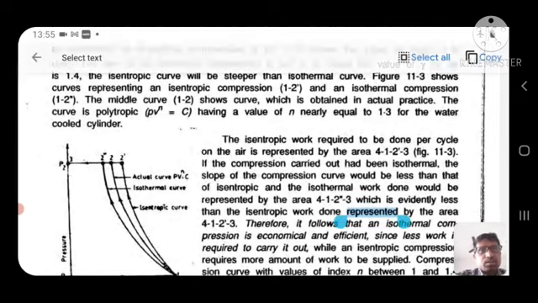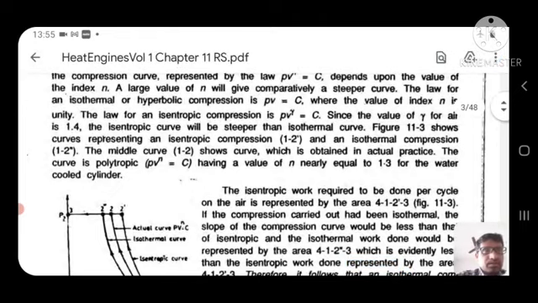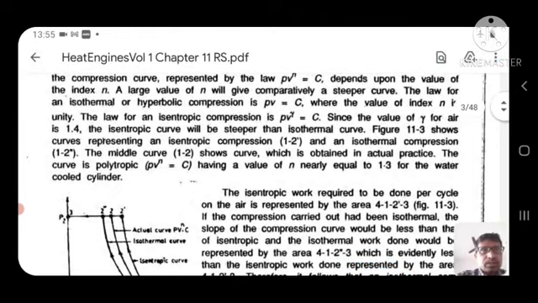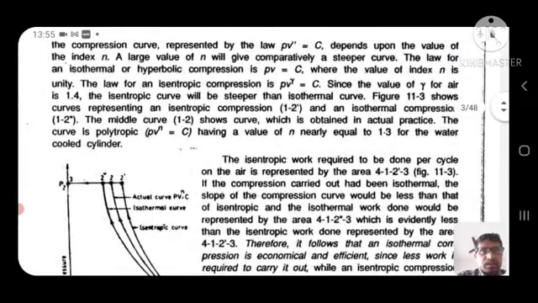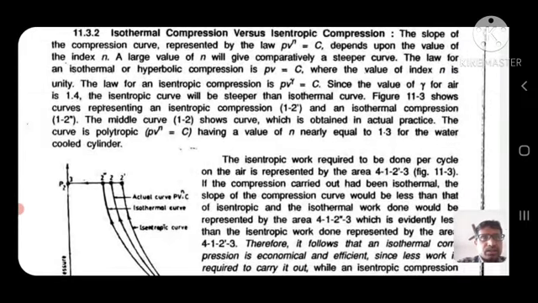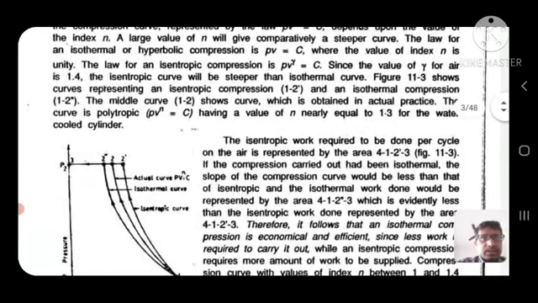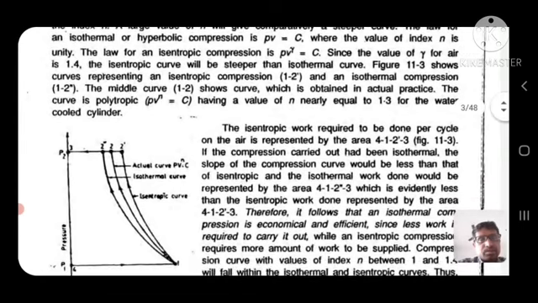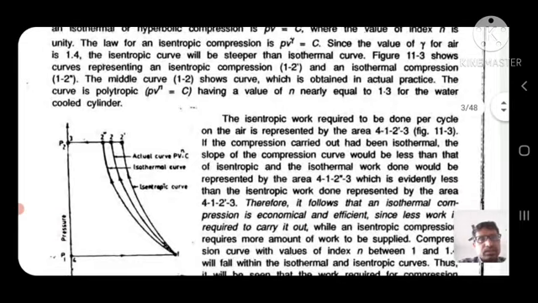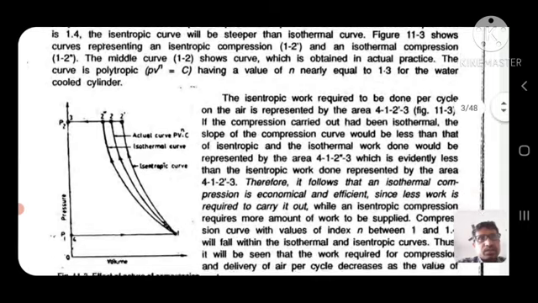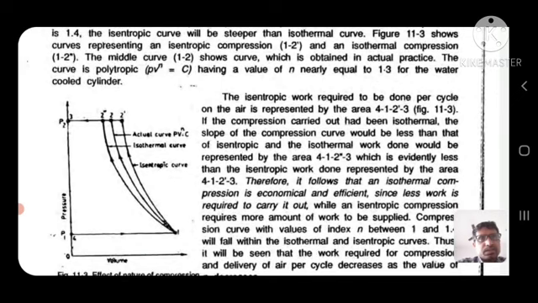The law for an isothermal or hyperbolic compression is Pv = constant, where the value of index n is unity. The law for an isentropic compression is Pv^gamma = constant. Since the value of gamma for air is 1.4, the isentropic curve will be steeper than the isothermal curve.